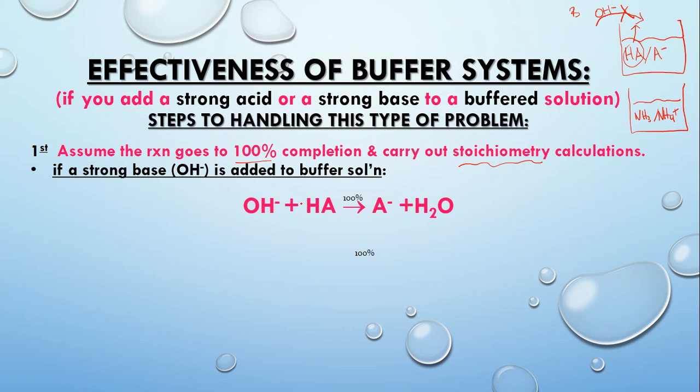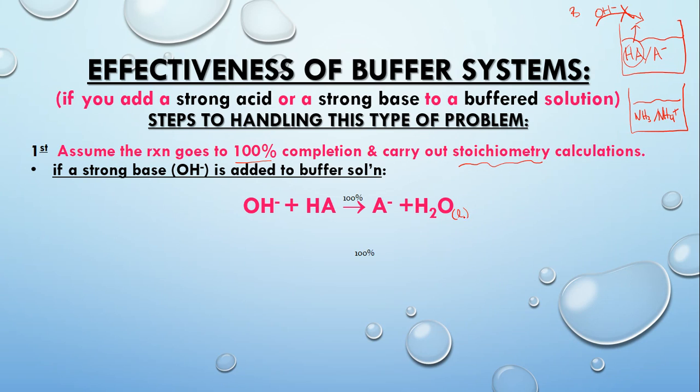And so now think about what happens. If HA is an acid, it's going to donate a hydrogen ion to the hydroxide. That's going to form water, and it will leave behind A-. So this will be the reaction that you will use for the stoichiometry if you're adding a strong base to a buffer system. It will get attacked by the acid in the buffer system.